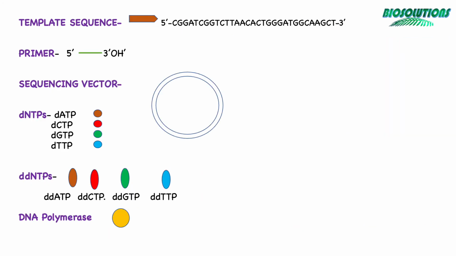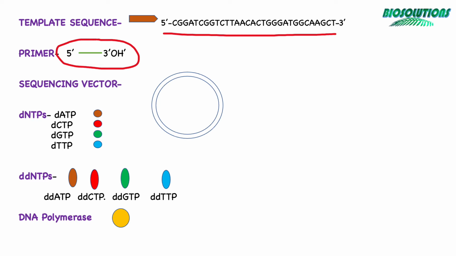Here is an unknown DNA template whose sequence we need to find out. For demonstration's sake, I will use the sequence. The sequencing process is very similar to the PCR reaction and DNA replication process. Here you see a primer which is required to provide a 3' OH group to DNA polymerase, which then extends this primer to make new DNA.